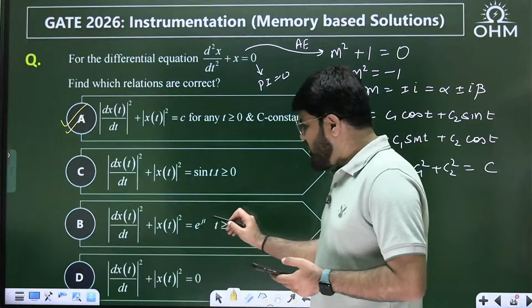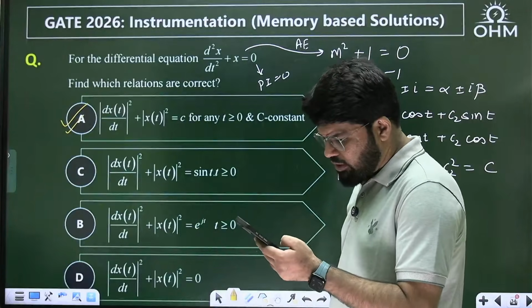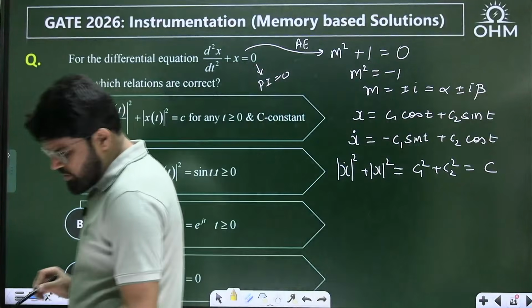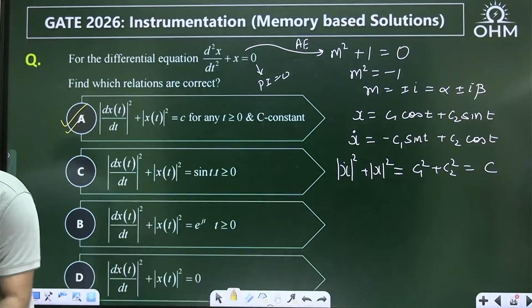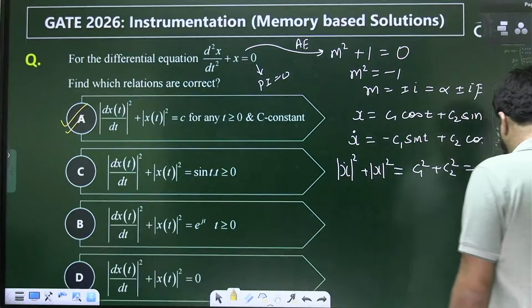Here it is e power jt, not a function of time. If I say modulus of e power jt here, then that also becomes constant. So as per this much information, it has to be option number A. Option number A, right?